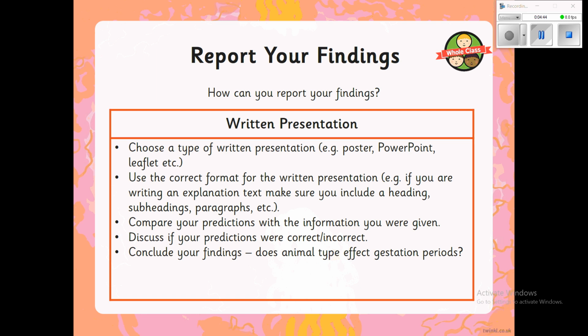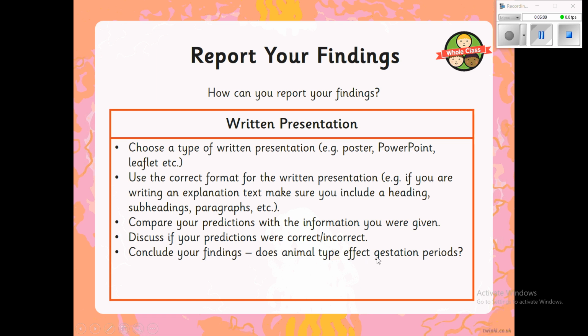So make sure you use the correct format for the written presentation. So make sure that you include like your correct headings, your subheadings, paragraphs. Okay, make sure it's all formally written out neatly. And then what I want you to write about in your written presentation for me is compare your predictions with the information you were given. So discuss whether your predictions were incorrect or correct, basically, and compare them to the right answers that you've written before. And then I want you to do a little conclusion of your findings.